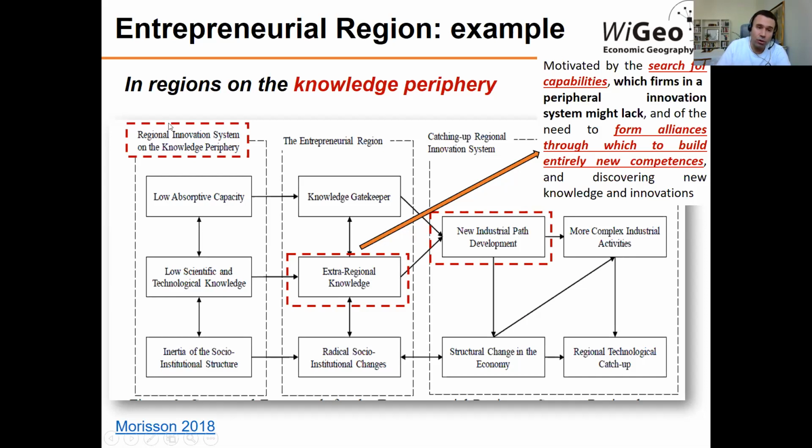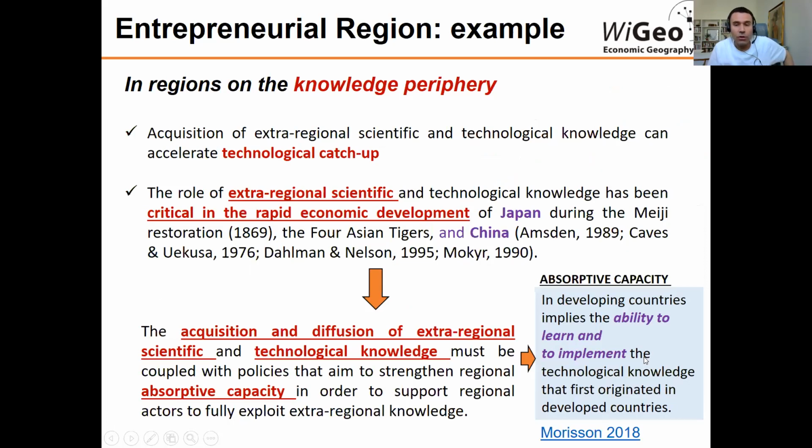So it's an interesting framework that builds from the basis of knowledge innovation systems, in which the role of scientific knowledge is fundamental, and also the absorptive capacity of the institution, this capacity of learning and transforming ideas, transforming knowledge into practical applications, and also the fundamental role of the extra-regional knowledge that will eventually lead to new industrial path development and will help them to catch up with more advantageous regions.